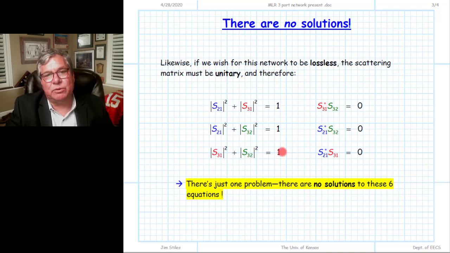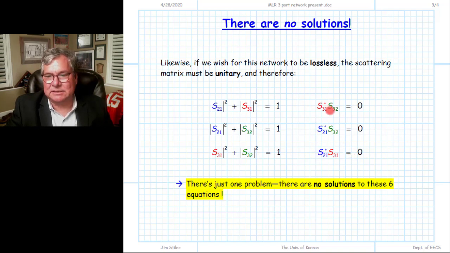Likewise, if we apply the idea that the 3 columns must be mutually orthogonal to each other, and we take the complex conjugate dot product between the two, we find we get these 3 equations. This is between column 1 and column 2, column 2 and column 3, and column 1 and column 3, I believe is how that works out.